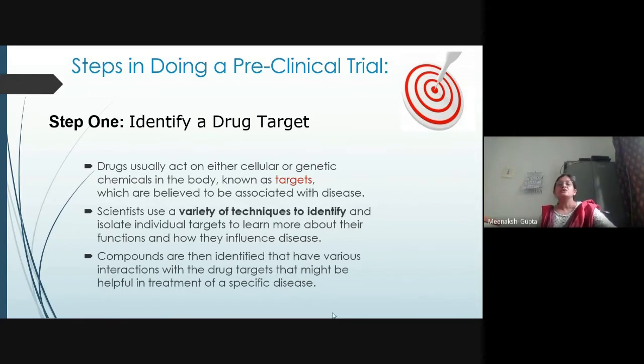Clear? This is one of the examples I have given you for treating a particular disease. We know that there is always a target associated with a particular disease. I want to know whether this is clear.